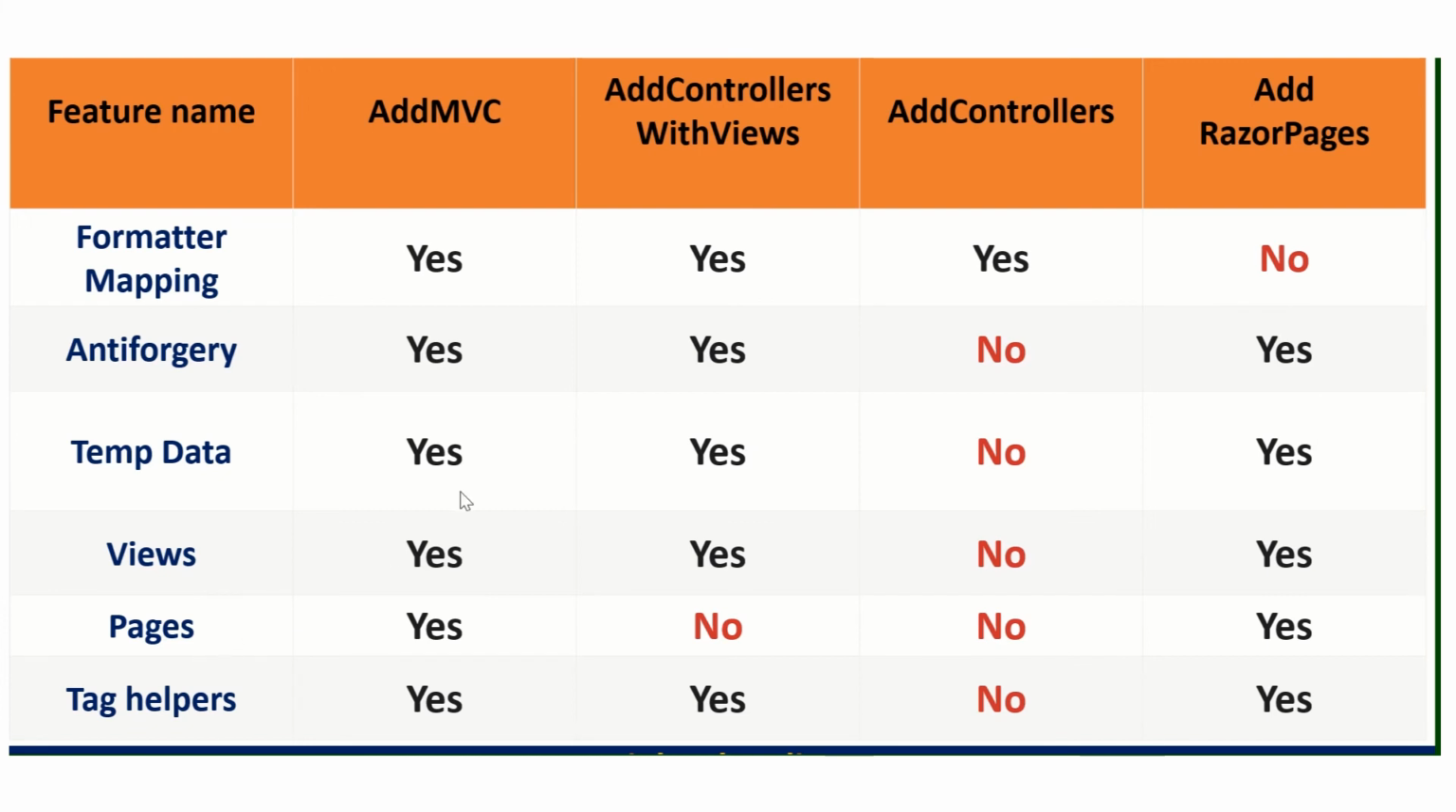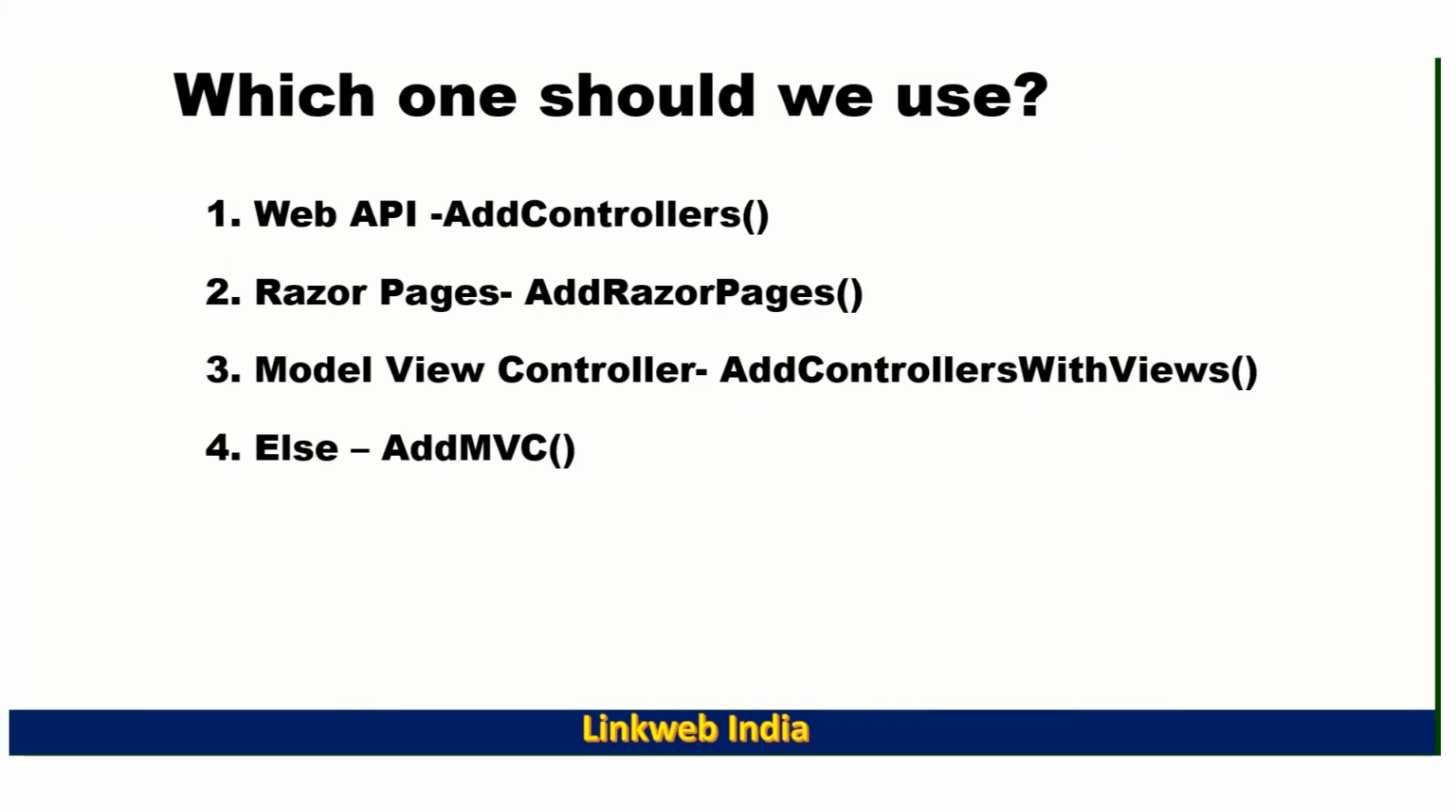Pages, AddMvc, we get that. AddControllersWithViews, no. AddControllers, no. And AddRazorPages, yes. Tag helper, in AddMvc, yes. AddControllersWithViews, yes. AddControllers, no, we can't get these features in tag helpers. AddRazorPages, yes, right? So let's move to the next slide.